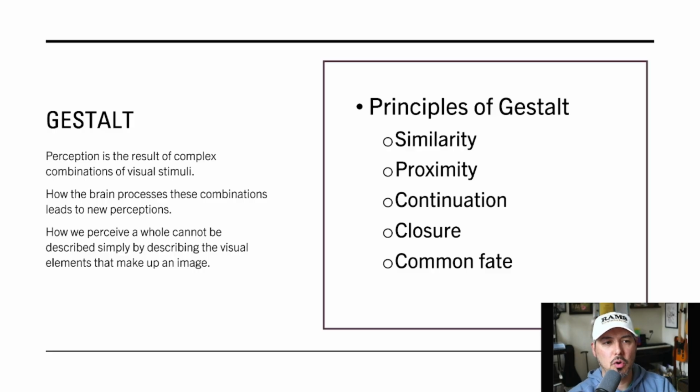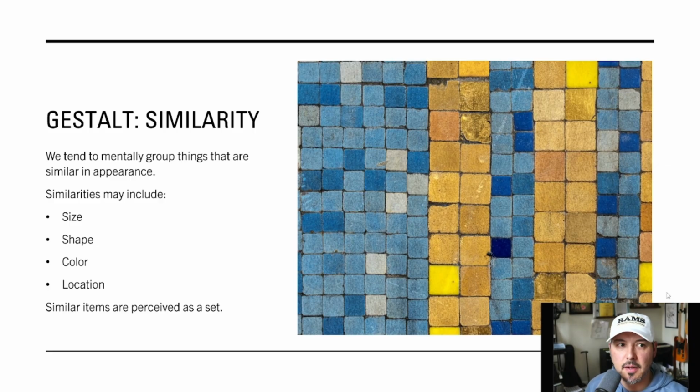How we perceive a whole can't be described simply by describing the visual elements that make up an image. We can't just say it was blue and there's triangles and understand what that image is about, any more so than I can say, Jim is white with blonde hair and he likes to wear green sweatshirts, right? That can't describe Jim. It's the same thing with a visual, with an image.